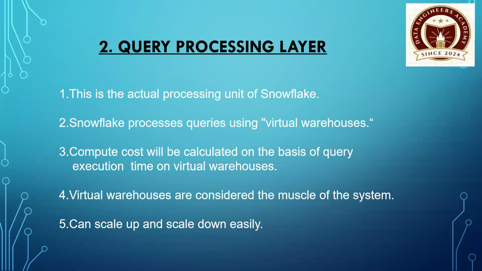And the next layer is the query processing layer. This is like the CPU. This is the actual processing unit of Snowflake. Snowflake processes queries using virtual warehouses. Compute cost will be calculated on the basis of query execution time on virtual warehouses. So whenever we run our queries, they run with the help of virtual warehouses, where our queries will be executed and our compute cost will be calculated. Everything happens in the query processing layer only.